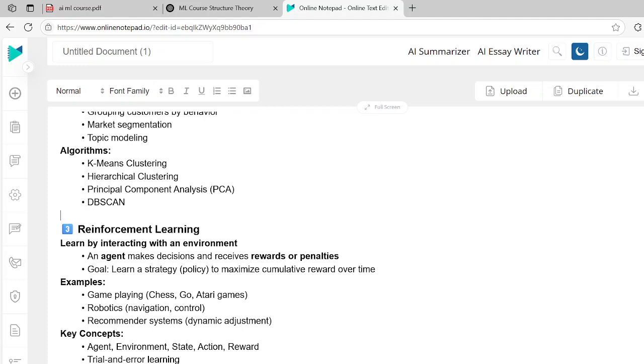Now some key concepts: agent, environment, state, action, reward, trial and error learning, delayed rewards, and long-term planning. I think these are pretty self-explanatory, but I thought I'll just mention them so it makes clear to you what reinforcement learning is.